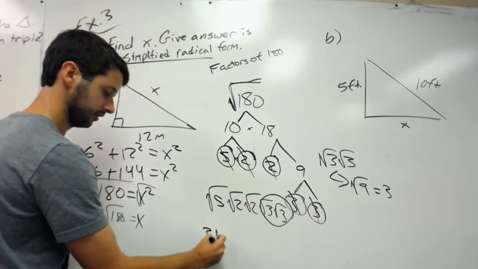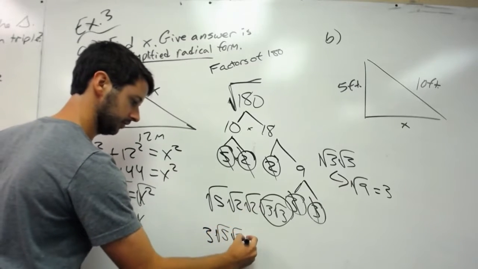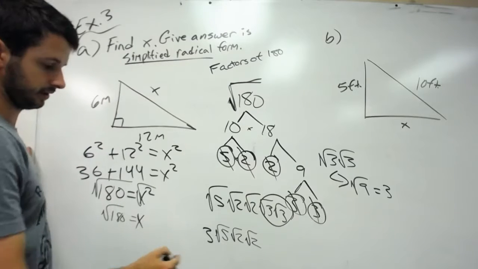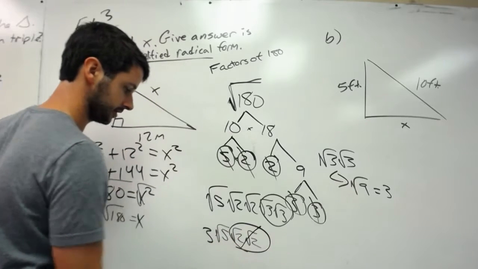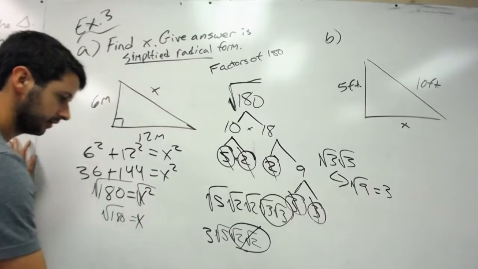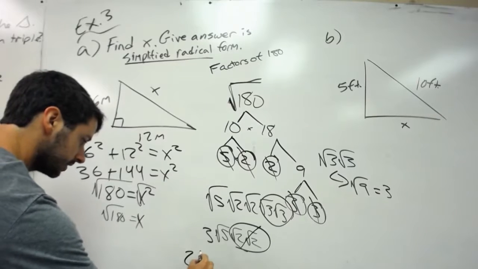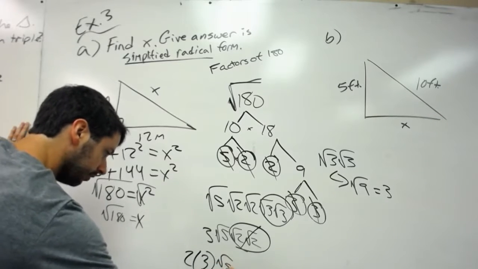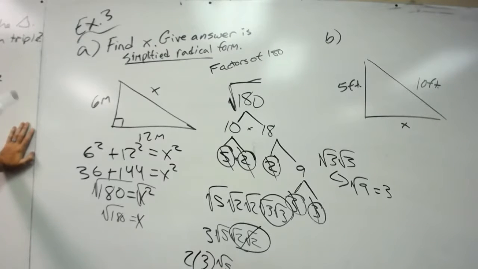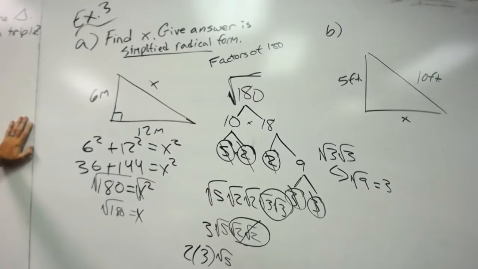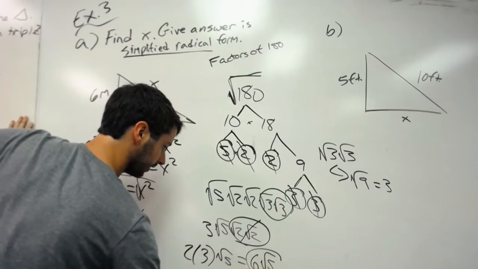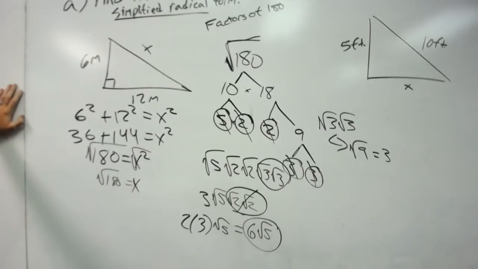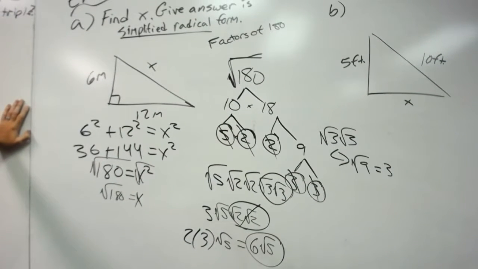Now I'm left with radical 5, radical 2, radical 2. I have two of the same here. So I take these two, cross those out and just turn that into a 2. What that's going to do is 2 times 3, radical 5. And now we can simplify. 2 times 3 is 6, and then you bring the radical 5 with it, so 6 radical 5 would be your simplified answer. That would be x.